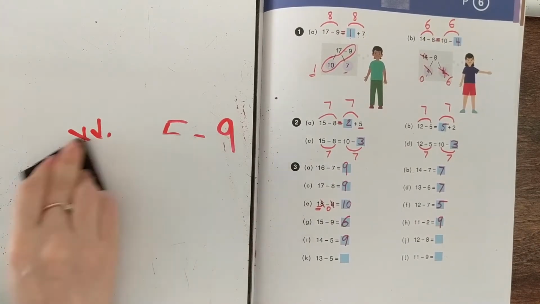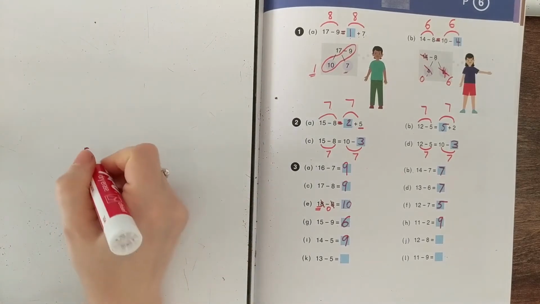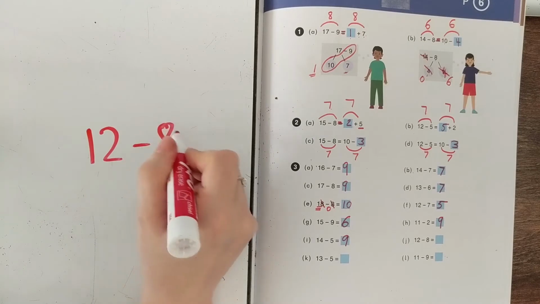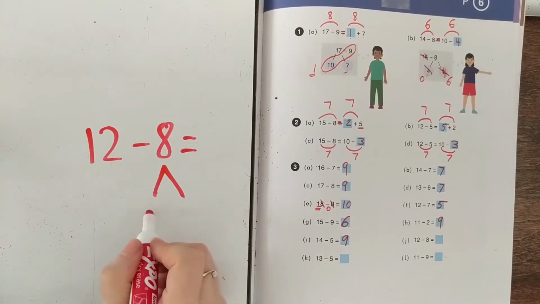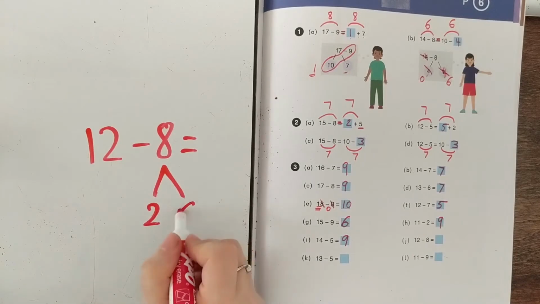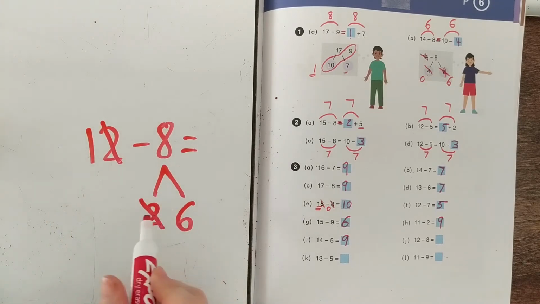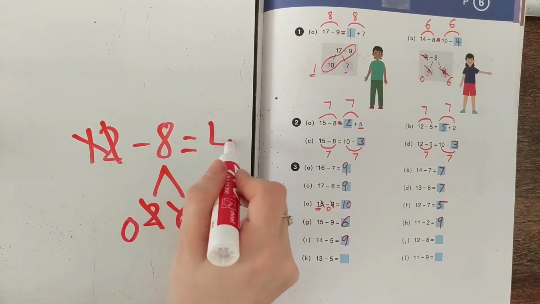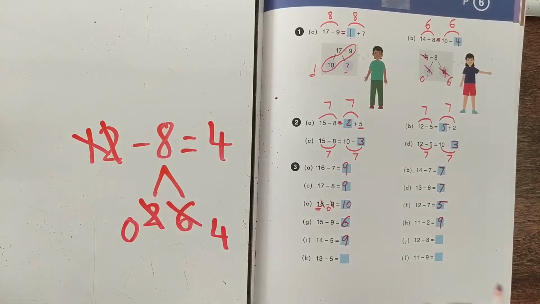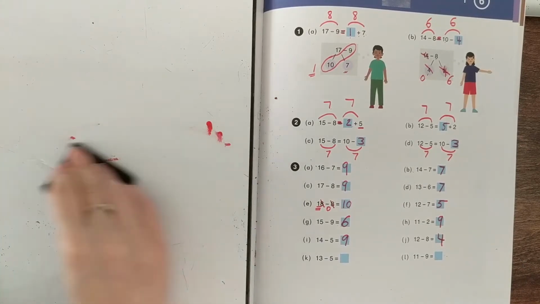Easy peasy. How are you guys doing with these? 12 minus 8. I bet you guys are doing great. Inside of this 8, there is a 2 and a 6. 2 plus 6 is 8. Now we can subtract. 2 minus 2 is 0. 10 minus 6 is 4. And there's our answer, number 4. These are so much fun. 2 more.